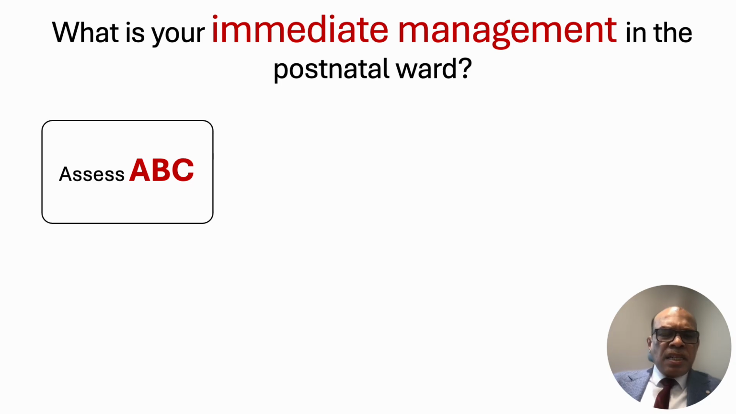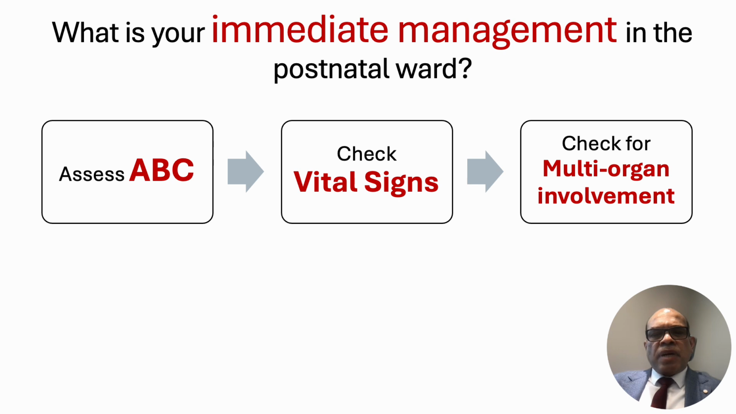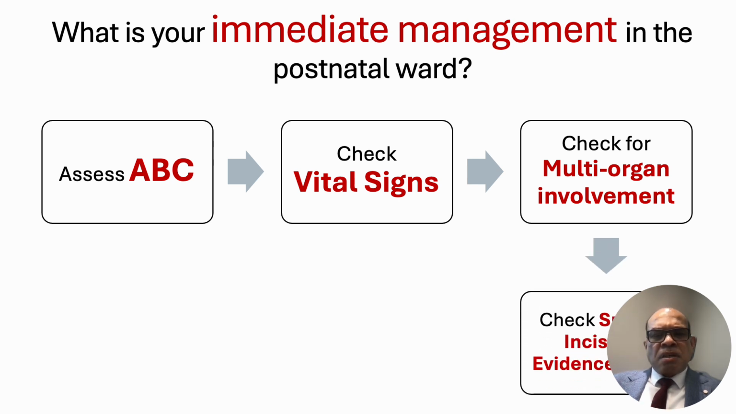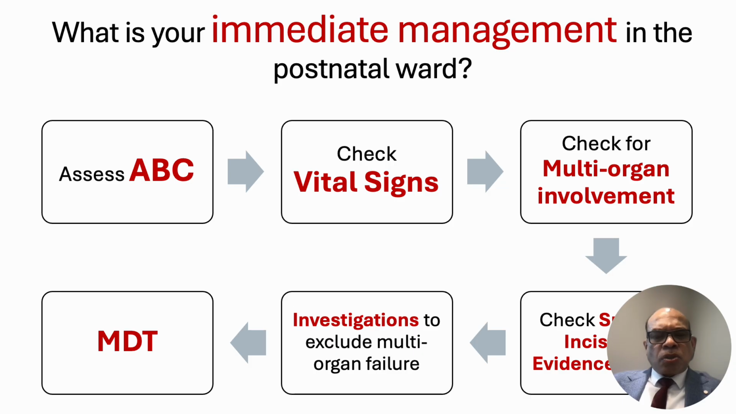So if we find a woman with sepsis after cesarean section or after a procedure in the postnatal ward, the first thing is airway, breathing, circulation. We need to stabilize the mother or the patient by securing the airway, ensuring the breathing is appropriate and adequate and the circulation is maintained. Then we look at the vital signs, check for multi-organ involvement, check for incisions, for any source of sepsis, and also investigations to exclude multi-organ failure. And severe sepsis requires a multidisciplinary input.